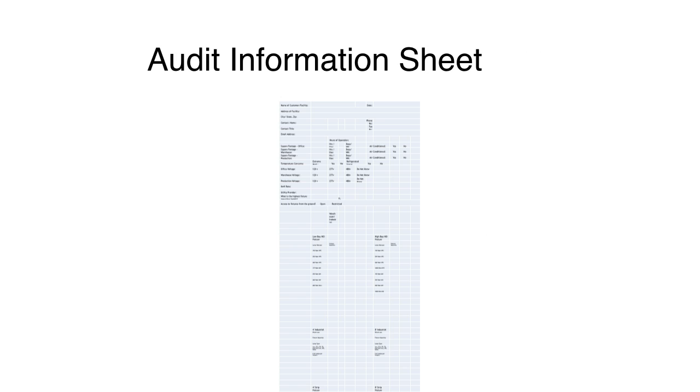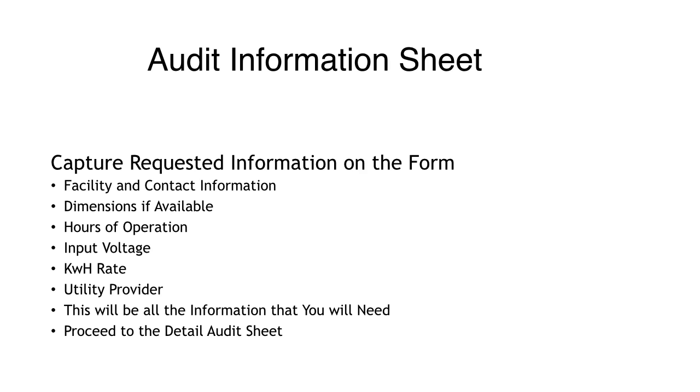The audit information sheet you can see here, it's very hard to see on this slide, but when you see it in your kit, you'll understand how that works. The audit information sheet captures the facility and contact information, the dimensions if available, hours of operation, input voltage, kilowatt hour rate, the utility provider, and again, this is all the information you will need, those things on the sheet. Then you'll proceed to the detailed audit sheet.